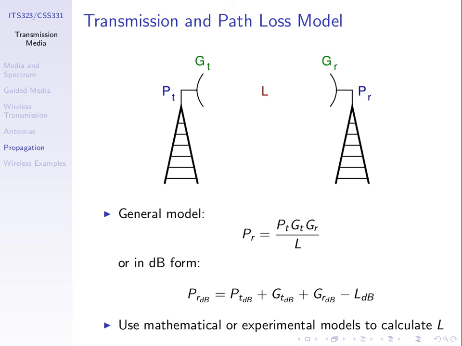So we can think we transmit a strong signal, it gets weaker as it travels some distance, it's received by the receive antenna, and then that receive antenna also has a gain. It effectively amplifies the signal. And the result after that receive antenna is the received power, PR.